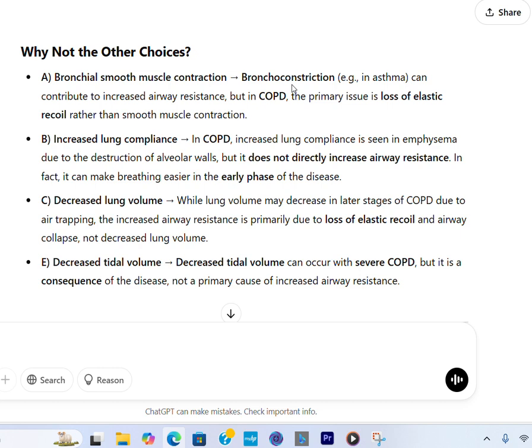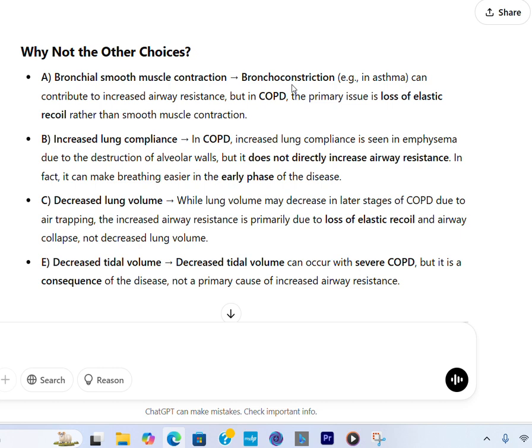B. Increased lung compliance. In COPD, increased lung compliance is seen in emphysema due to the destruction of alveolar walls, but it does not directly increase airway resistance. In fact, it can make breathing easier in the early phase of the disease.